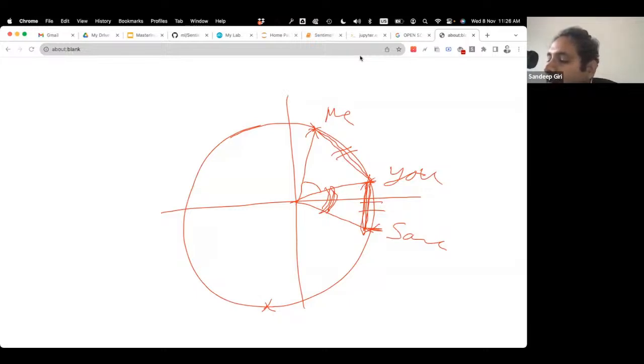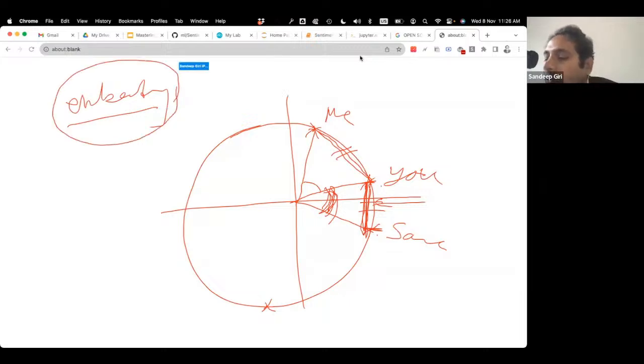This one you learned how to do, right? This distance, a minus b square plus b minus c square and all that. But how do you do this? Now, here's a very interesting part. The embeddings generated by most of the models lie on a circle. You don't believe me? Let me show you.